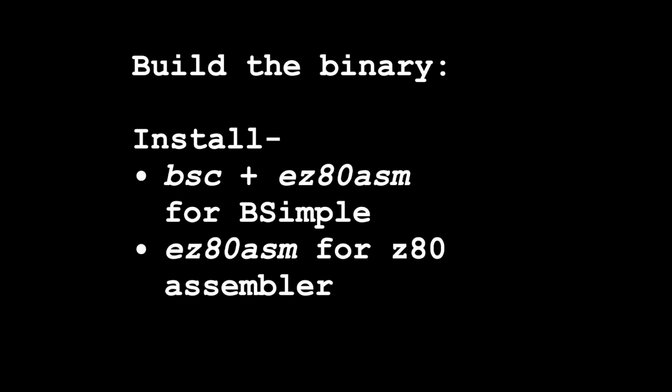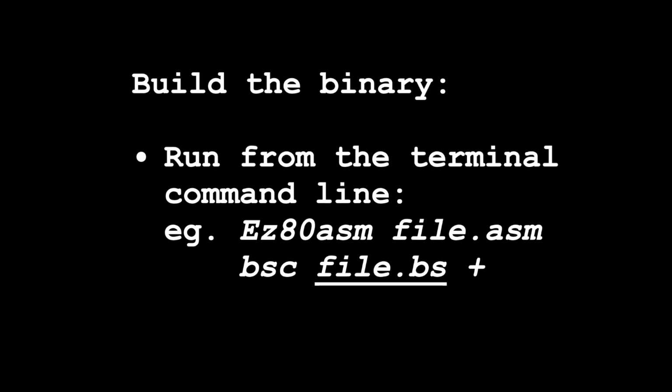In the example here, I've used Sublime Text to edit our source code, but you could also use Visual Studio Code or another editor, even TextEdit. You need to make sure that you've installed on your PC the BSC compiler. You'll also need the Easy80 assembler. You can compile the program directly from the terminal command line, typing Easy80ASM with the file name, or BSC and the file name.